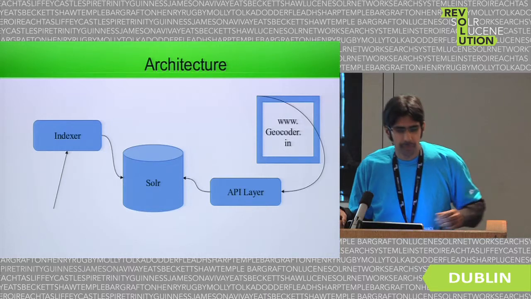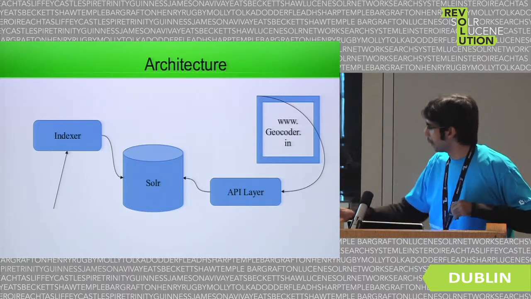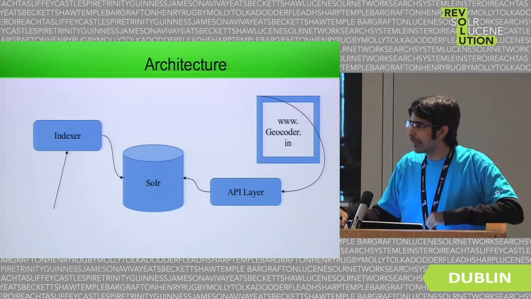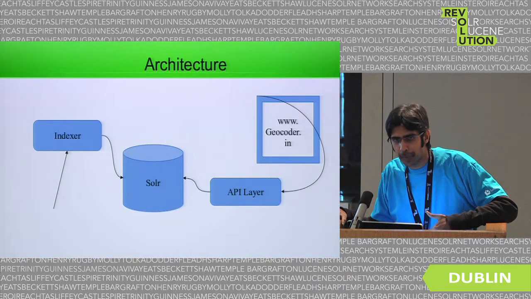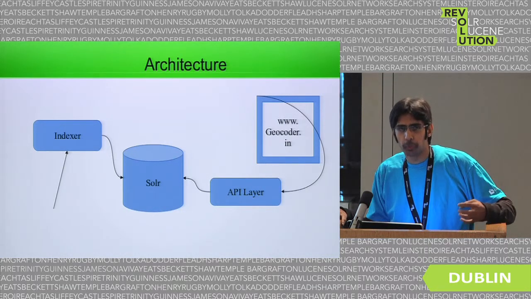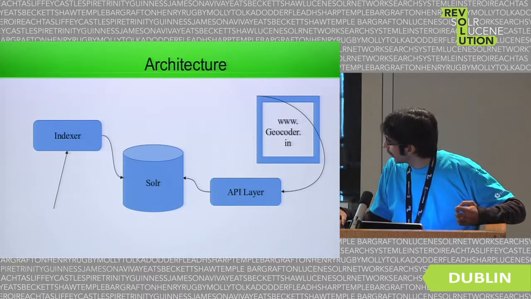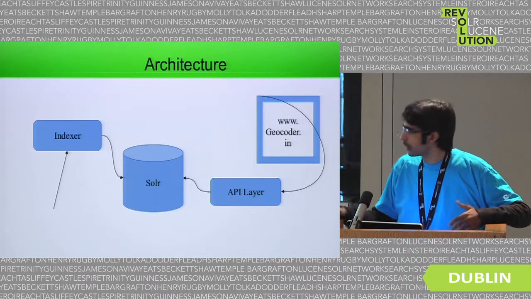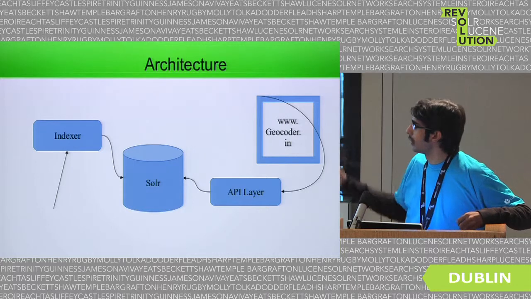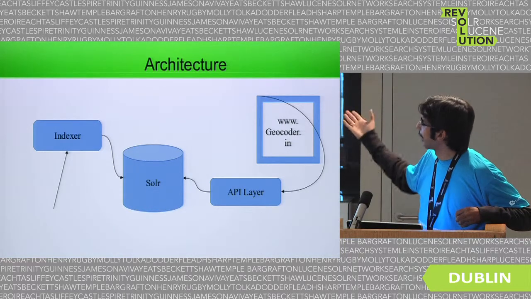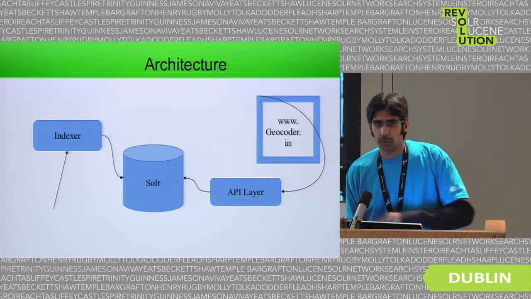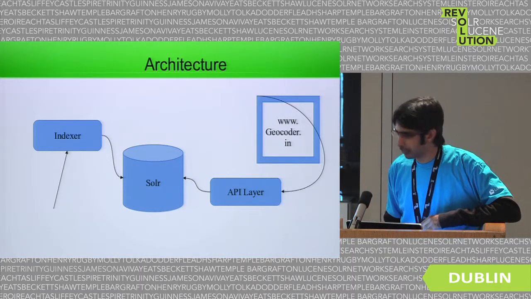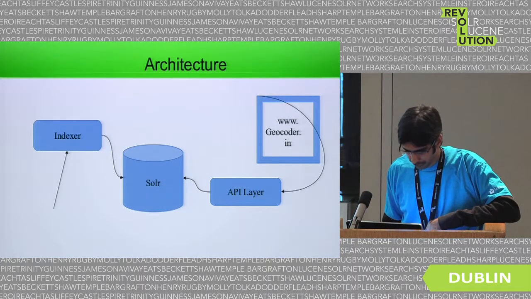So the architecture of this would be pretty simple. There's an indexer, which is basically an indexing pipeline. The raw OpenStreetMap data comes in through the indexer, goes into a Solr instance, and is served off an API layer and served into a front end. The front end for this is not ready yet, but there's a website as a placeholder.